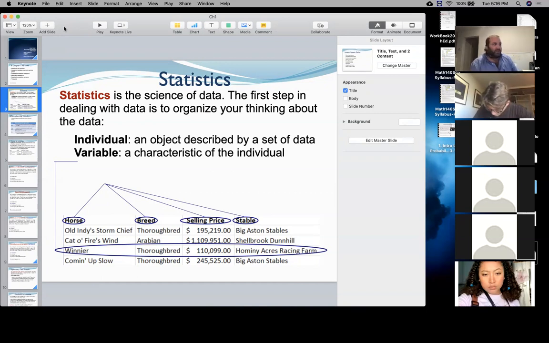So the first key is to look at the difference between an individual and a variable. Individuals do not have to be people. They are the objects that you're studying.